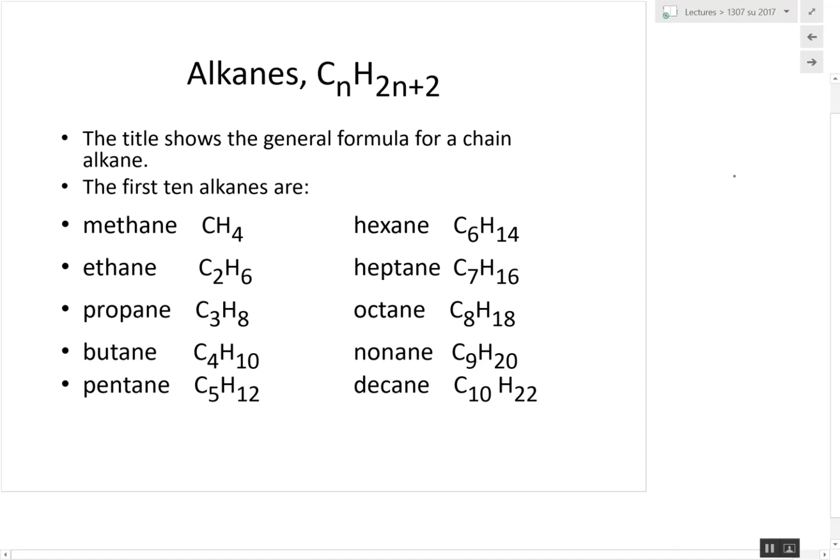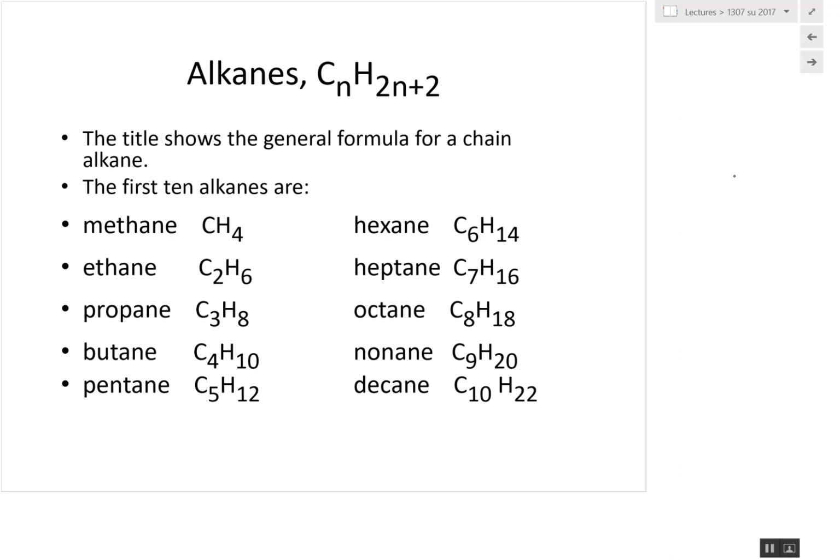These are the molecular formulas. I gave you the example of this one, butane, and we wrote out the structural formula, and I encouraged you to make those 10 3x5 cards.